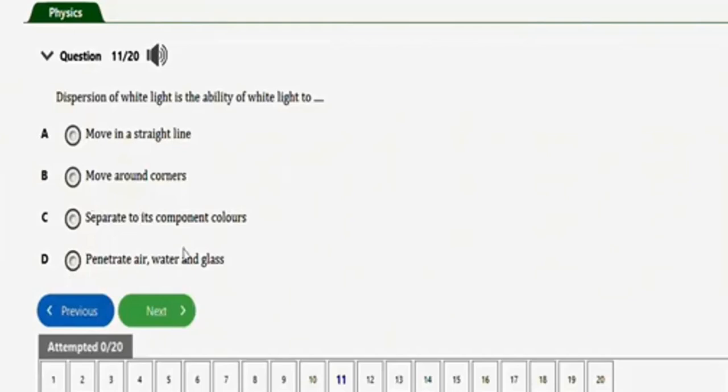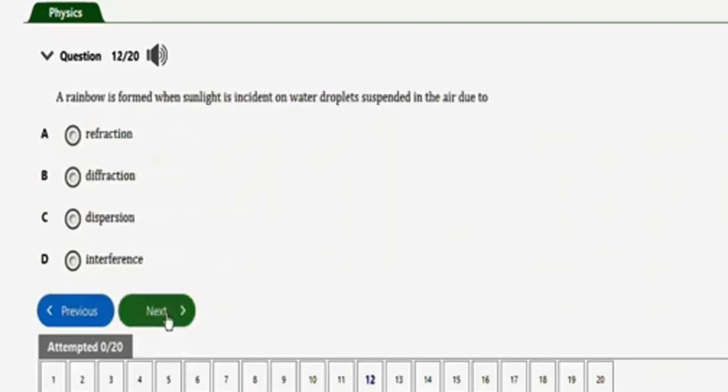The correct option is option C, which is separate to its component colors. Okay, next question will be this one. It says, a rainbow is formed when sunlight is incident on water droplets suspended in the air due to, I think we have answered this question before. The correct option is option C here, which is dispersion.